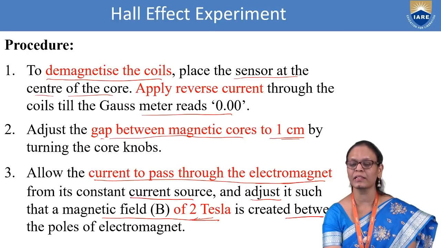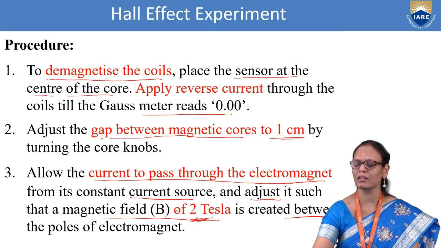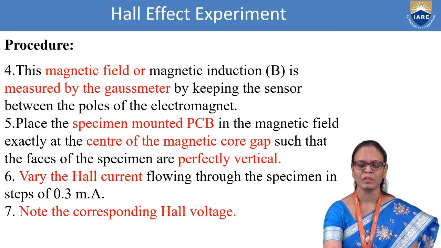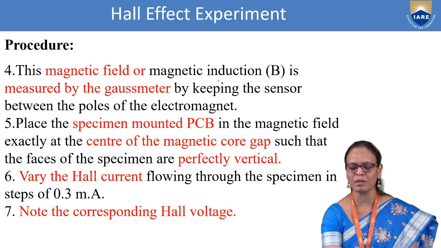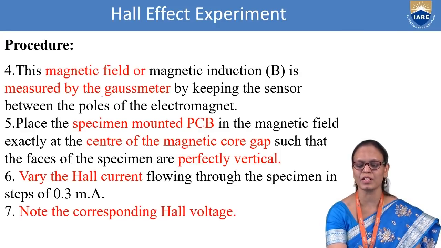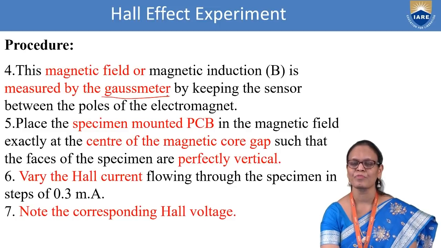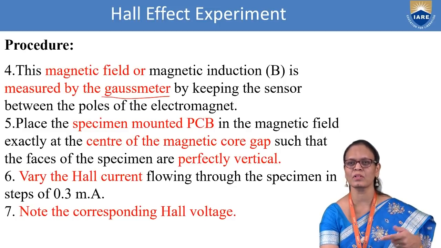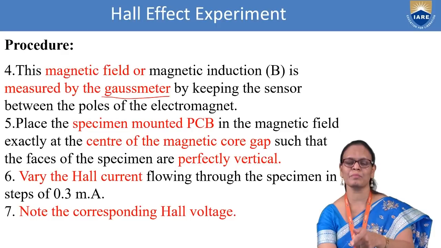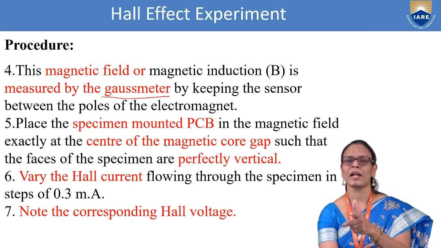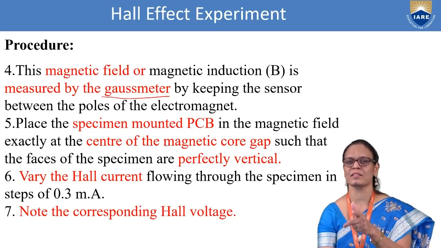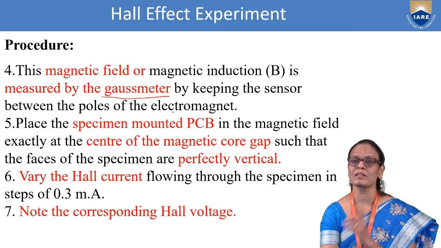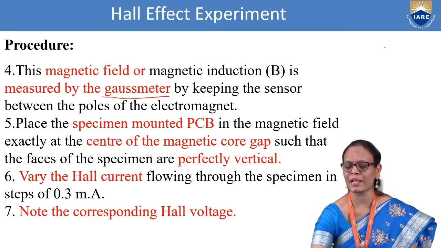So how do we read this 2 Tesla? Using a Gauss meter. So this magnetic field or the magnetic induction, you can measure it using a Gauss meter. You have the sensor which is connected to the Gauss meter. Keep the sensor in between the two poles, and while you adjust the current, you see that the Gauss meter reads 2 Tesla. Here we keep it as 20K.